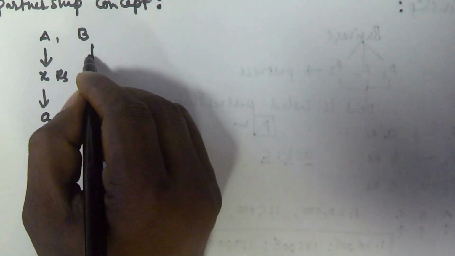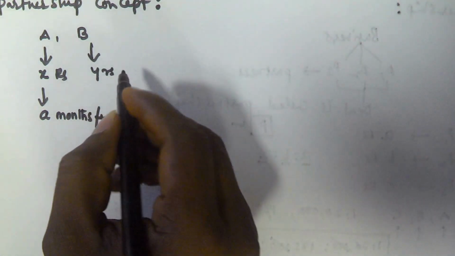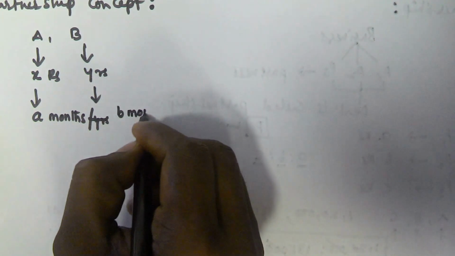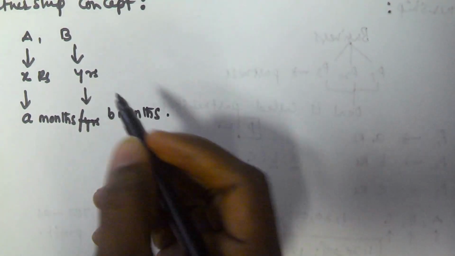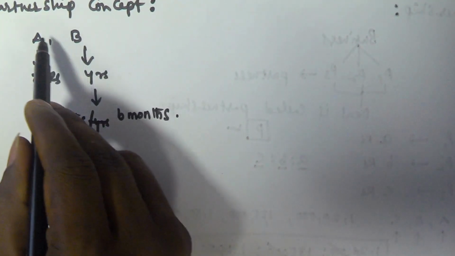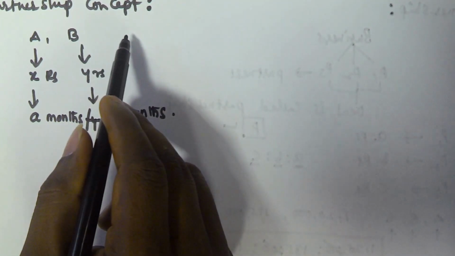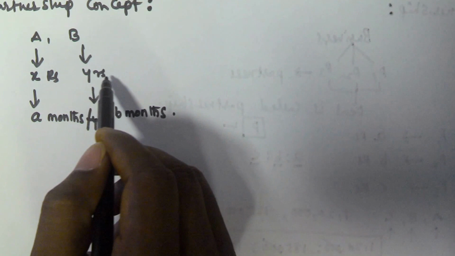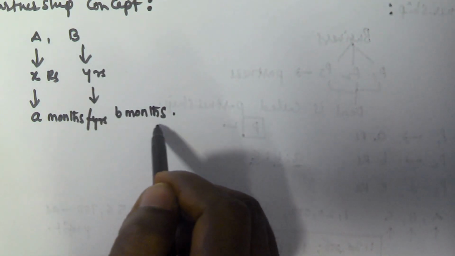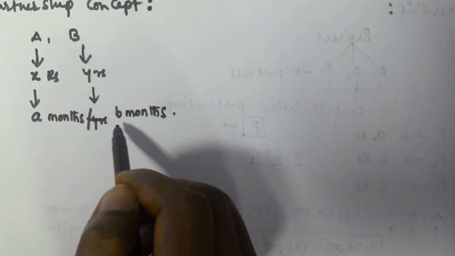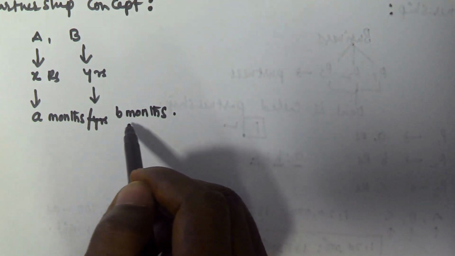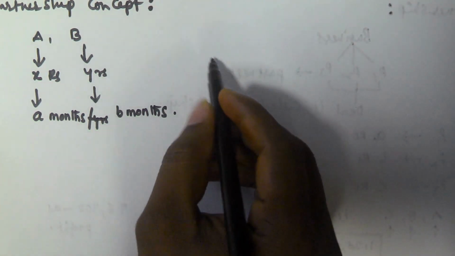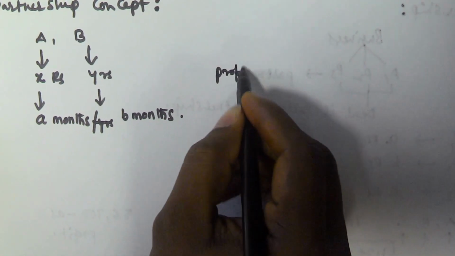And B invested Y rupees for b months. So let us assume A and B started a business. A invested X rupees for a months and B invested Y rupees for b months. Then they got some profit P.